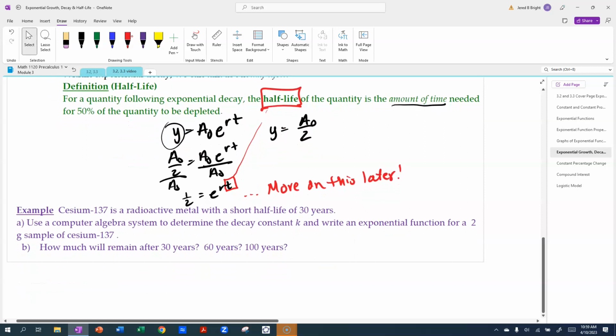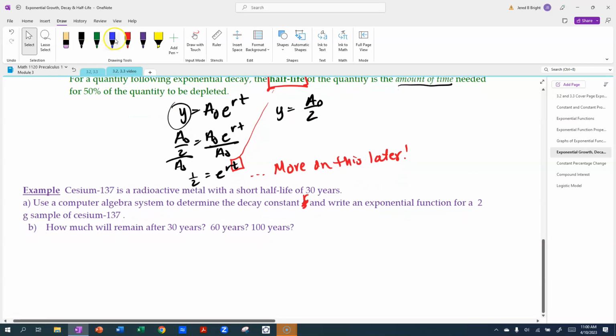Okay, so cesium-137 is a radioactive material, and radioactive materials decay over time. It has a half-life of 30 years. We're going to use a computer algebra system, aka Wolfram Alpha, to help us figure out this decay constant k, or if we want to use R instead of k, same sort of thing. Then we want to write an exponential function for a 2-gram sample of cesium-137.